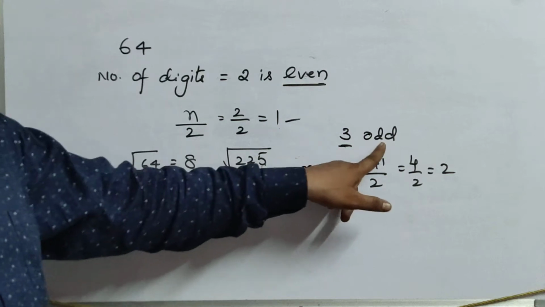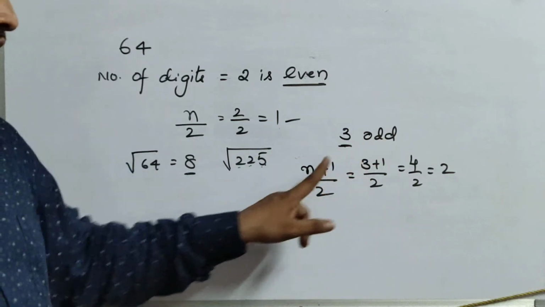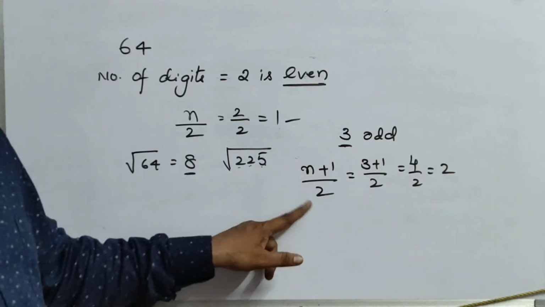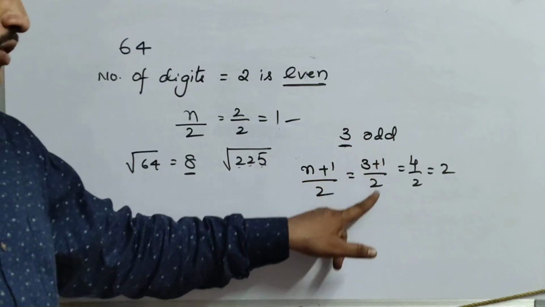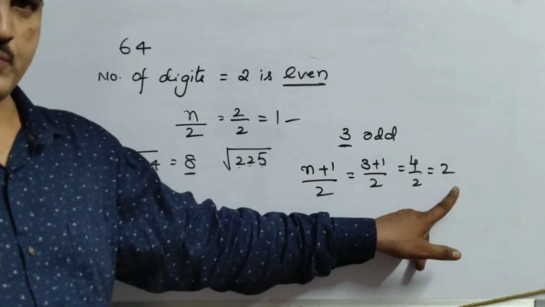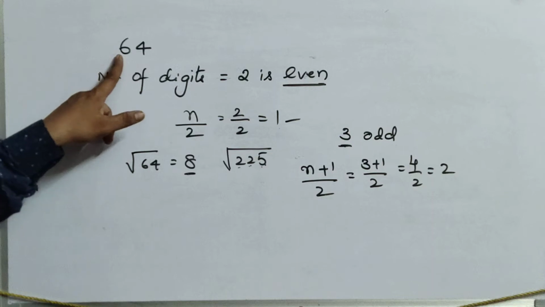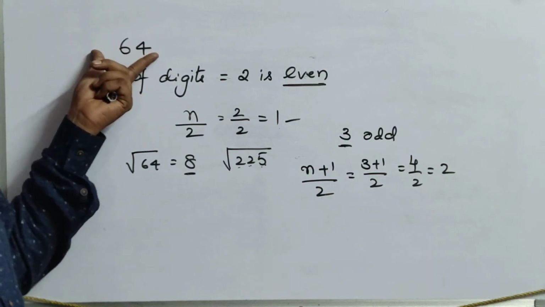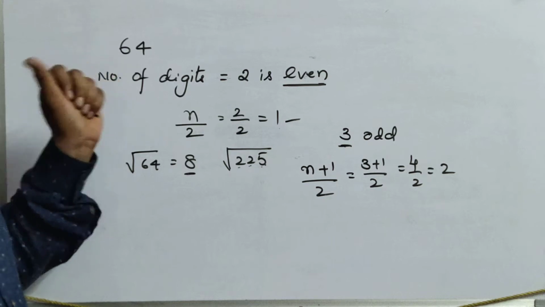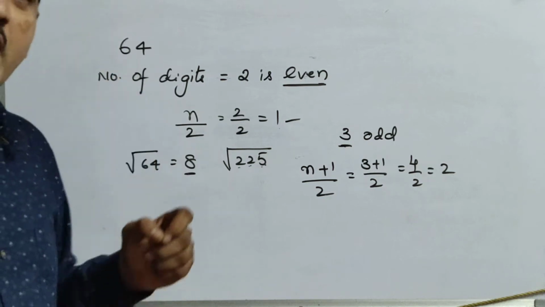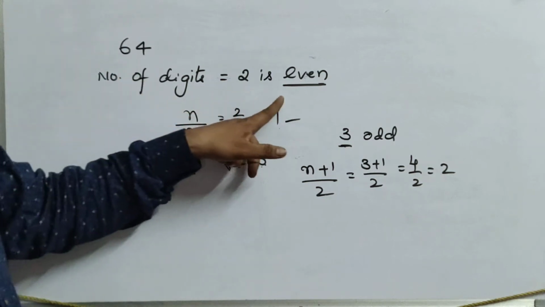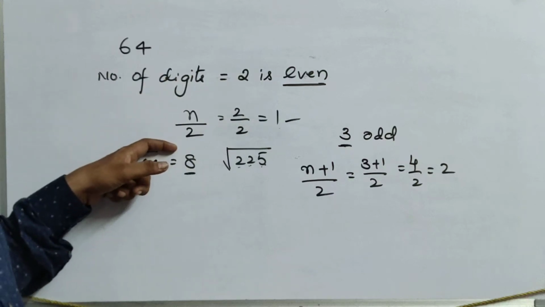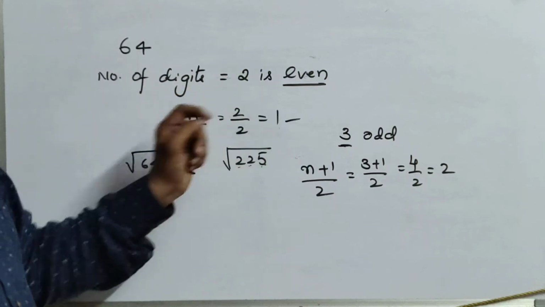So 3 is an odd number. If it is odd, we have to apply the n plus 1 by 2 rule. That is 3 plus 1 by 2, that is 4 by 2 equals 2. If it is even, okay, if the given number has 2 digits, then how to find the number of digits for the answer? If 2 is even, then n by 2 is the formula. So 2 by 2 equals 1.